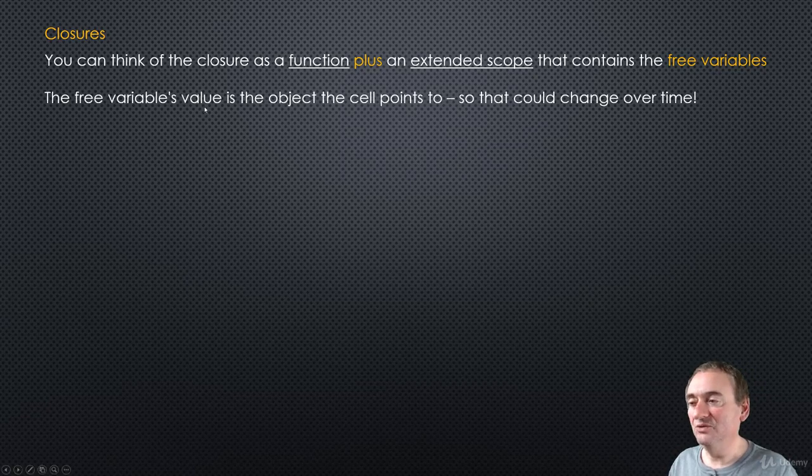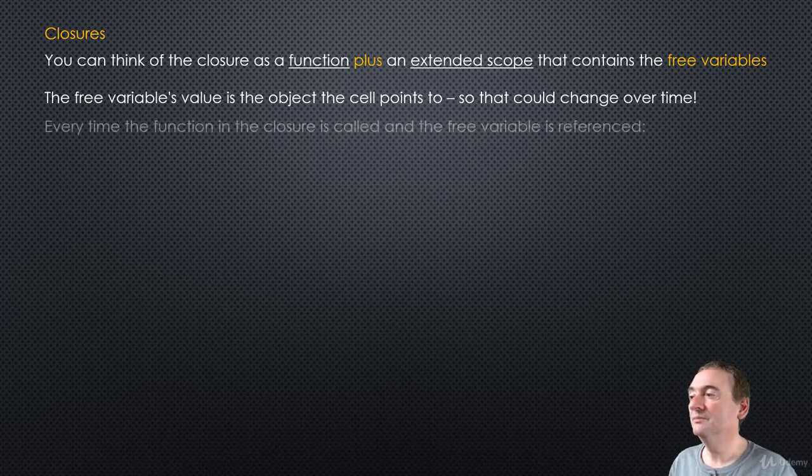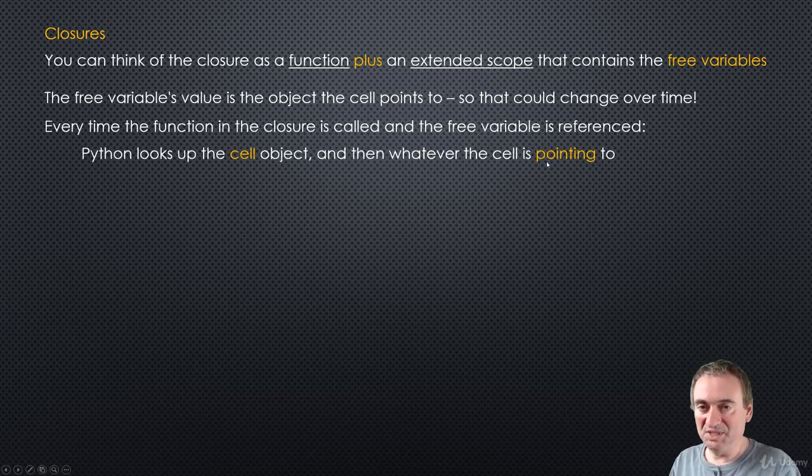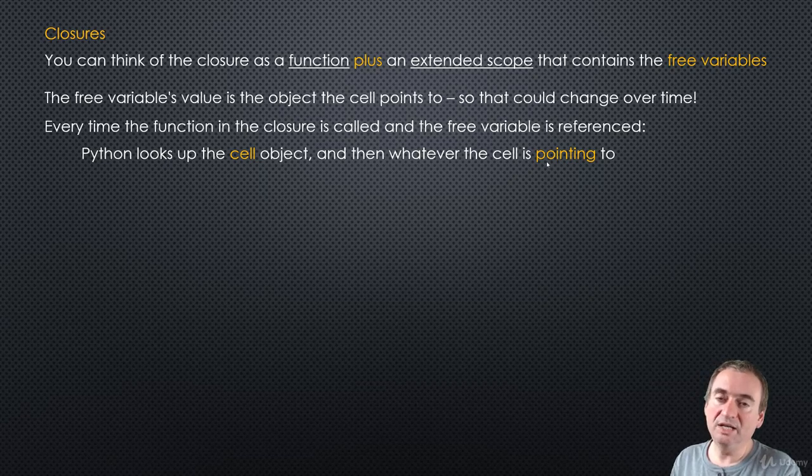Now the free variable's value is the object that the cell points to, right? So that could change over time, right? The cell address won't change, but what it points to can change. So every time the function in the closure is called, and the free variable is referenced, then Python looks up the cell object that the free variable points to and does the double hop, right? It basically does that double hop to see, okay, what's the actual value? But it doesn't do that until you call the function, right? When you create the function, it's just creating the pointer to cell. And then when you call the function, it does the double hop to look up the value.